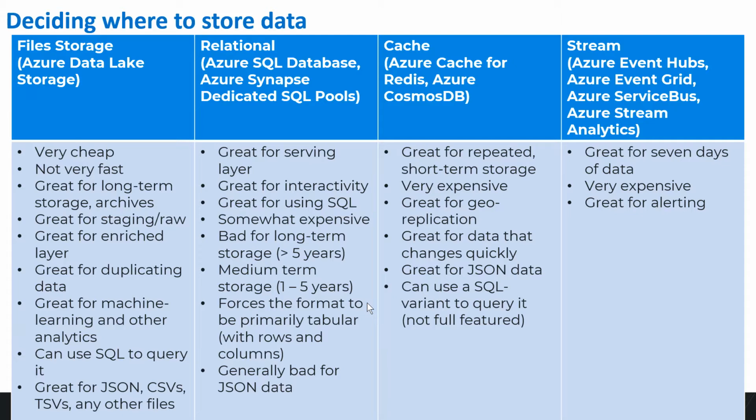You can store it in files, in a relational store, in cache, or streaming. Now, I don't want to just speak to this slide. You can pause the video and read this yourself, but you'll get the idea that file storage is cheap, but not as interactive or fast. As you move over to the right, you get more interactivity and more expensive, but the expense makes it very bad for long-term storage. So you keep shorter and shorter term data as you move to the right.